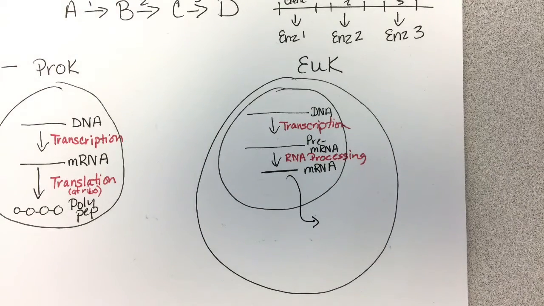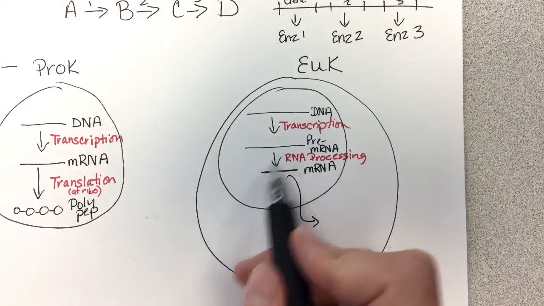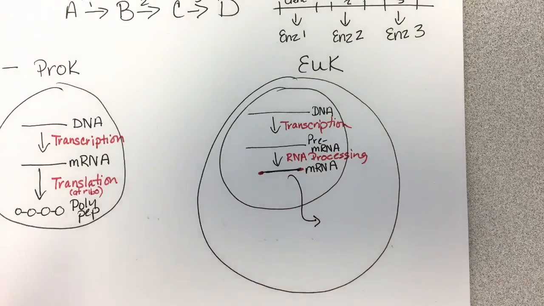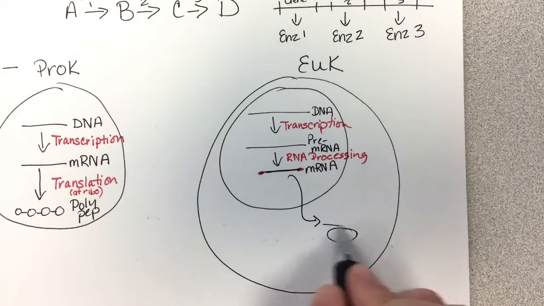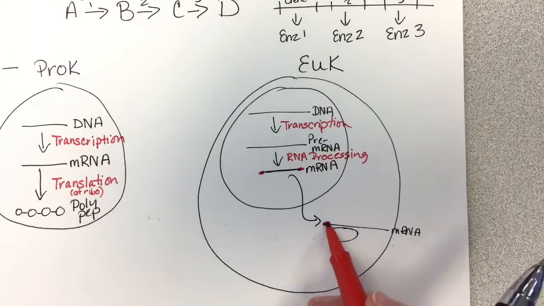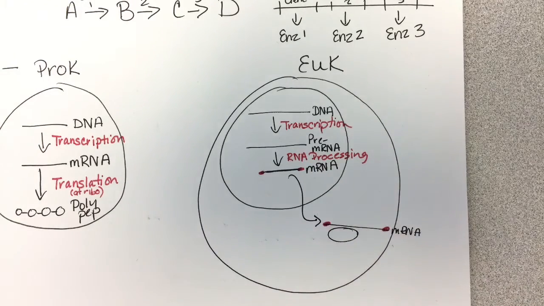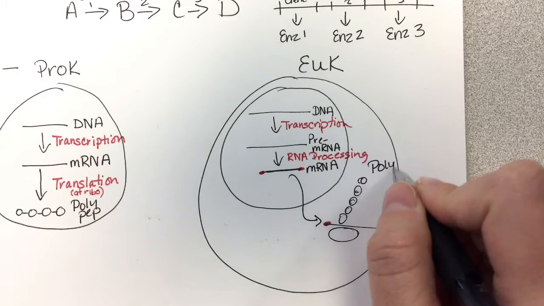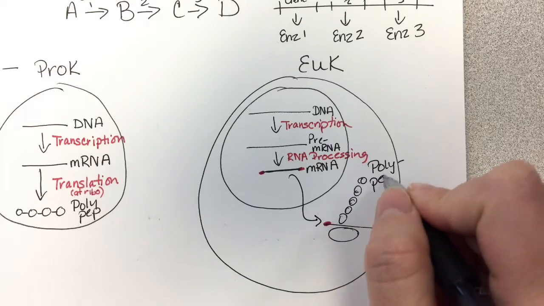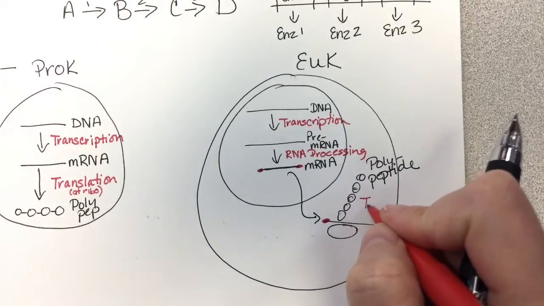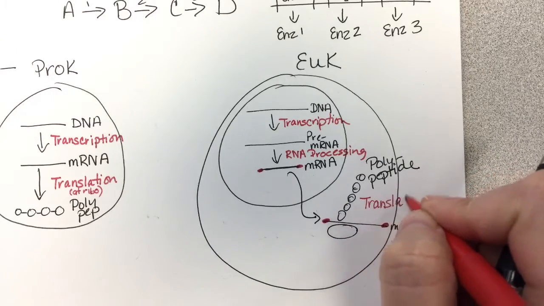And so what happens with RNA processing? You cut out the introns, hence it's shorter, and you add a cap and a tail. The cap and the tail are going to help it to leave the nucleus and meet up out here with the ribosome. So here's your mRNA, the cap and the tail, and remember then you're going to have your growing polypeptide chain. And this process that's occurring out here at the ribosome is translation.